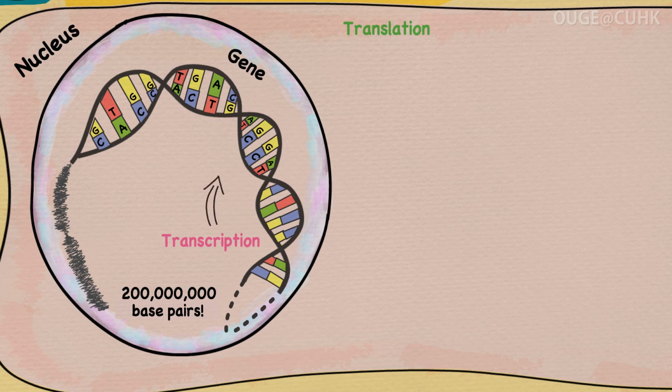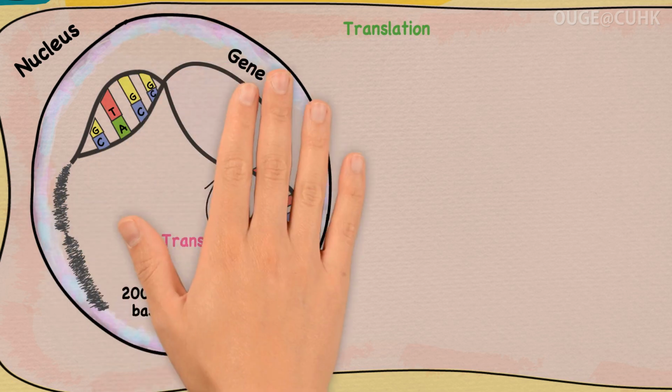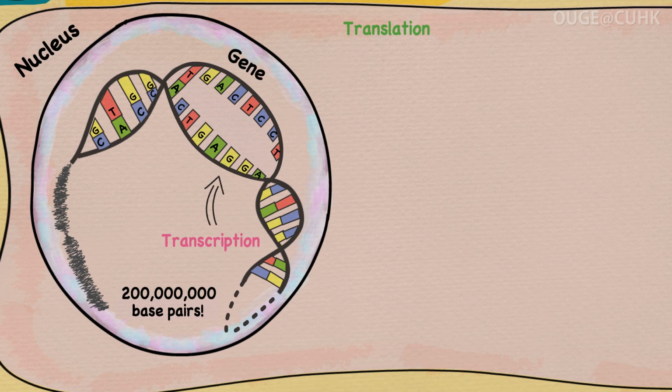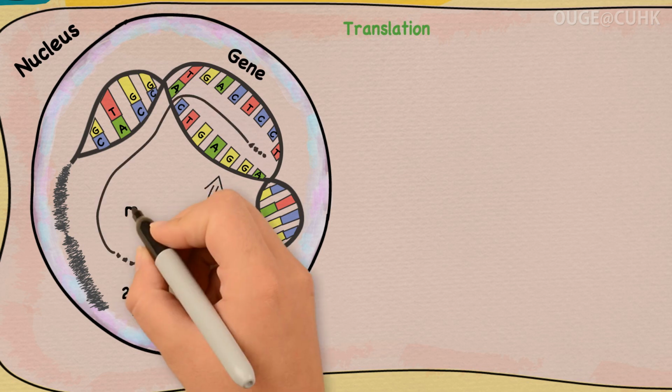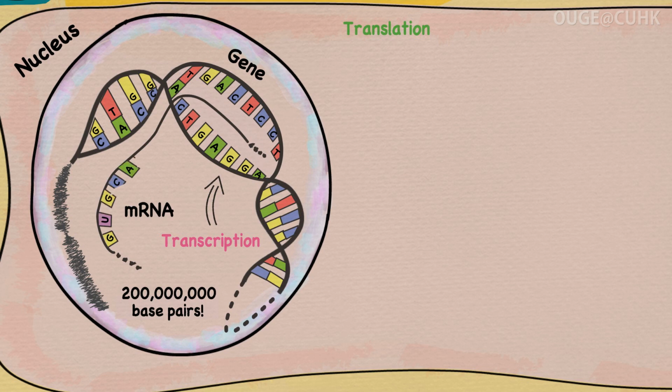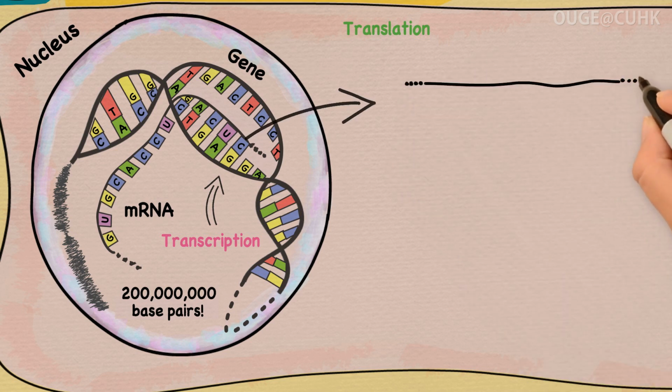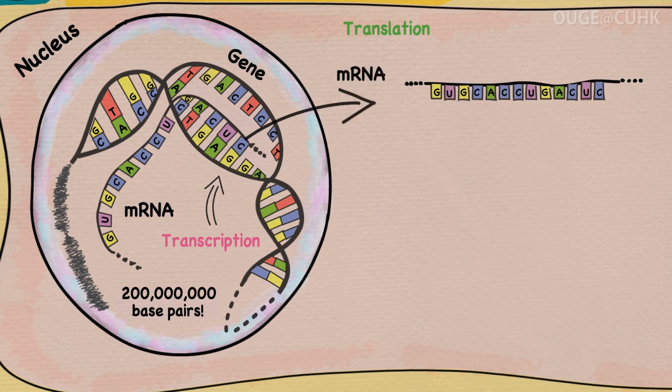First, in transcription, the 2 DNA strands are unzipped. One of the DNA strands serves as the template for the synthesis of a complementary mRNA strand. Please note that mRNA has the base U instead of the base T. The mRNA is processed and cut to become a mature mRNA and then leaves the nucleus. The biological information in the DNA sequence has been transcribed accurately into the mRNA sequence.